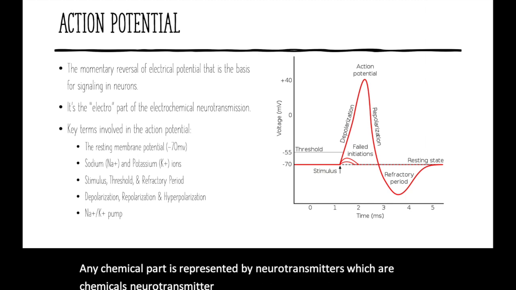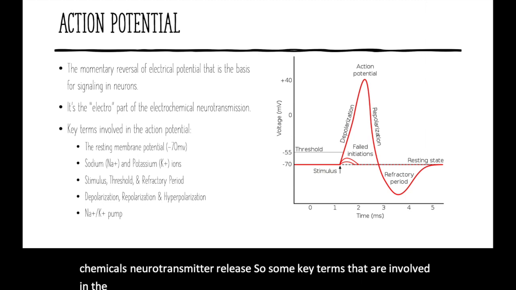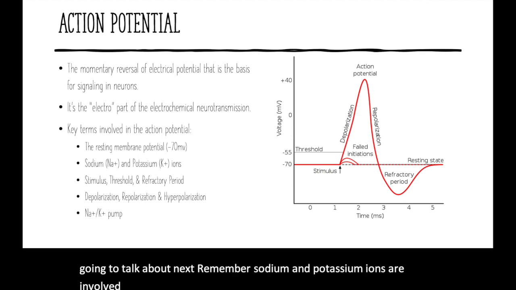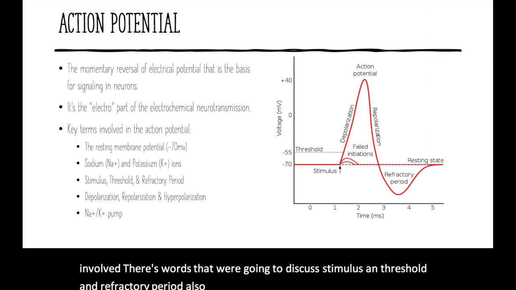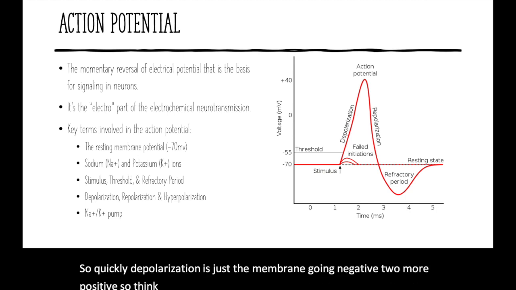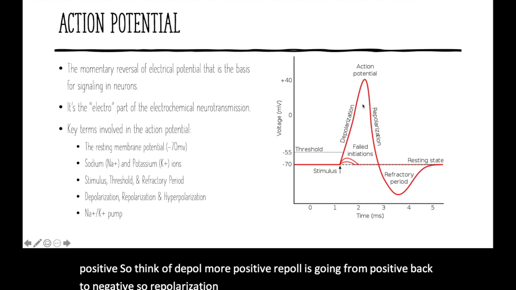release. So some key terms involved in the action potential are the resting membrane potential, which we're going to talk about next. Remember, sodium and potassium ions are involved. There are words we're going to discuss like stimulus, threshold, and refractory period. Also, depolarization, repolarization, and hyperpolarization. So quickly, depolarization is just the membrane going from negative to more positive. So think of depol, more positive. Repol is going from positive back to negative. So repolarization is coming down on this side over here.